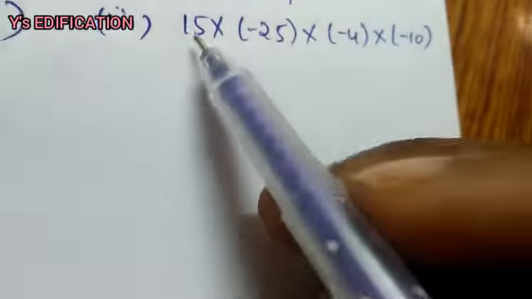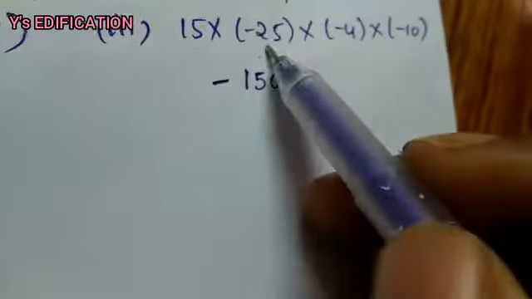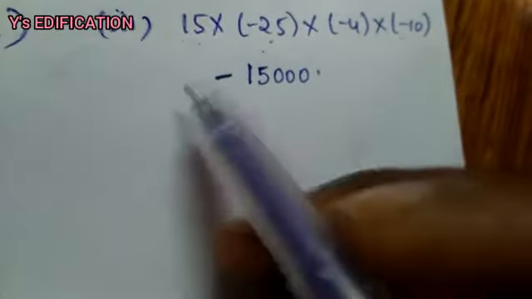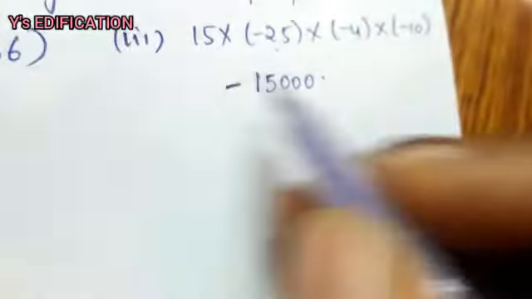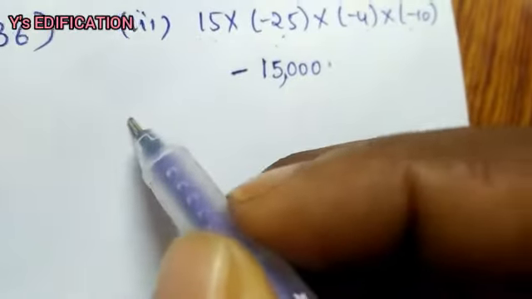So multiply 15 into 25 into 4, multiplying all these numbers. After multiplying, we will get 15,000. You just do the multiplication first with these two numbers and with these two numbers. Okay, we will get the answer. Don't simply write 15,000. Just do the multiplication in your rough notes.